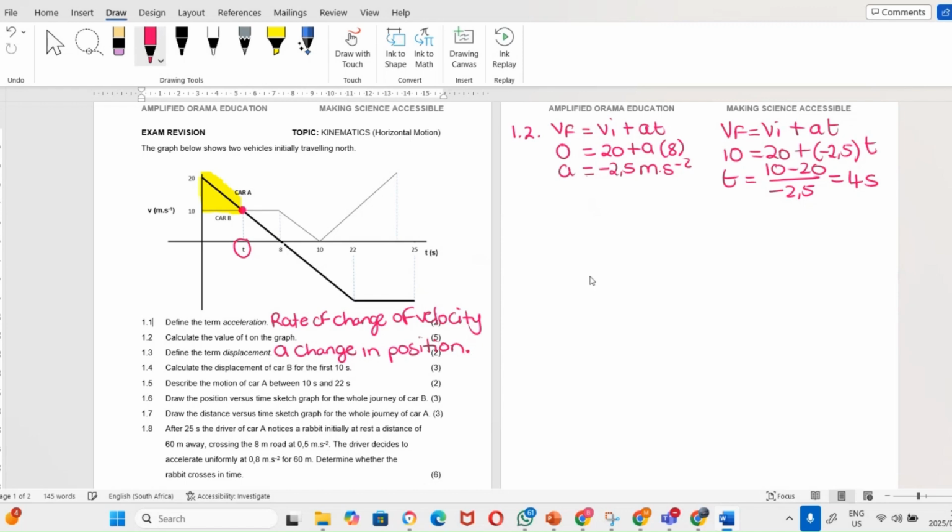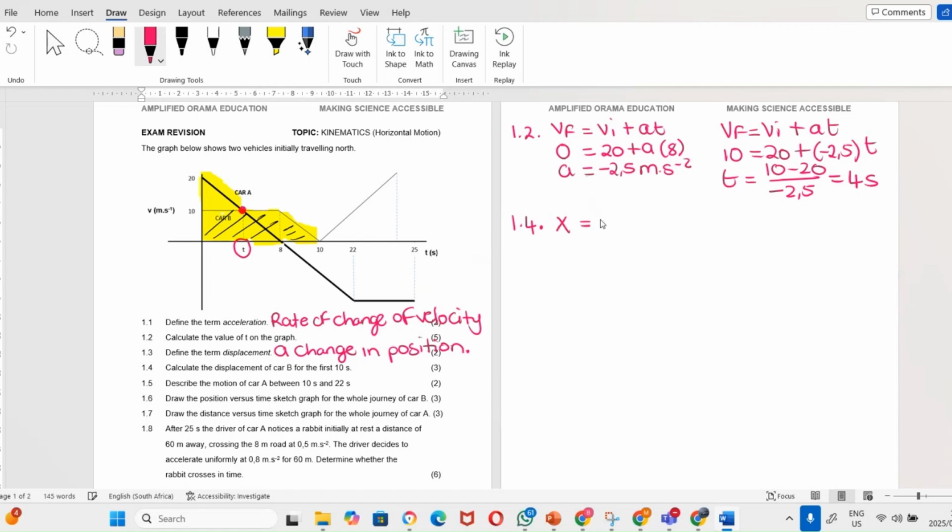Now, the next question says calculate the displacement of car B for the first 10 seconds. First and foremost, in order to do that, you would need to find the area under the graph, particularly focusing on car B. There's a rectangle there, right? And there is a triangle there. So you could find the area, that's 1.4.